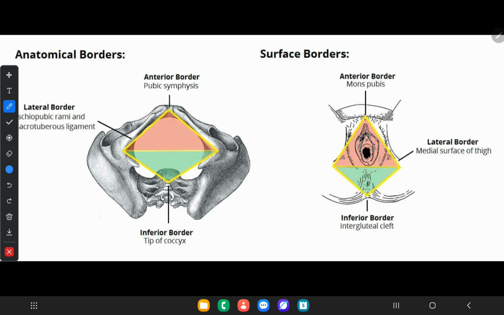From this video, I will discuss the anatomy of the perineum and the bony boundaries, the subdivisions, and the superficial perineal pouch as well as the deep perineal pouch. This part of anatomy is a bit complicated, so I will simplify it from the beginning. Hope you guys know what the perineum is.